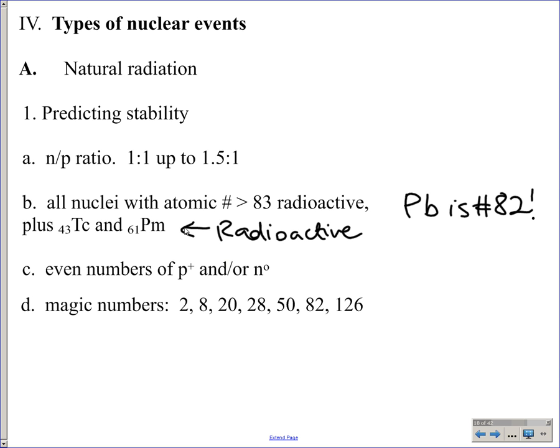Okay, 2 other things that are also trends that we found in stable nuclei are whenever you have even numbers of protons and or neutrons. So it's great if you can have an even number of both.